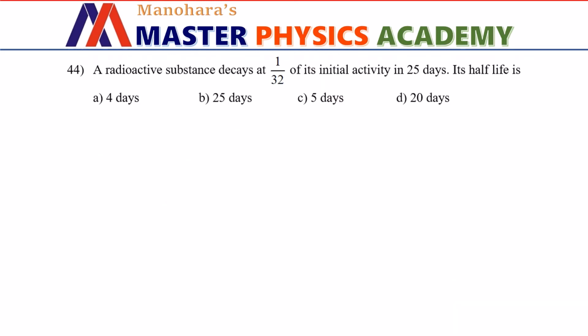A radioactive substance decays to 1 by 32 of its initial activity in 25 days. Its half-life is. So here the formula we can use is the activity after 25 days divided by the activity initially is equal to 1 divided by 2 to the power n, where n marks the number of half-lives completed so far.